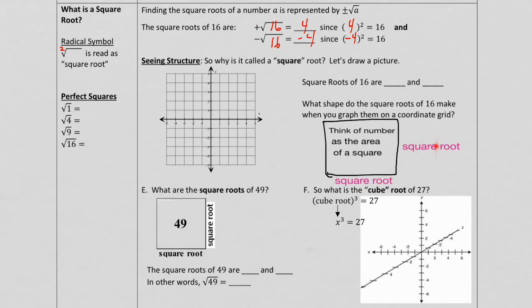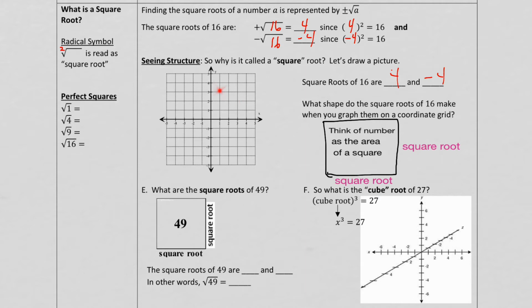Guys, to find the square root, think of it this way. A square root represents the side length of a square whose area is the number that we're looking to work with. So in other words, if I want to find the square roots of 16, think of a square with an area of 16. What would the side length be of that square? Remember that squares have 4 equal sides. So the square roots of 16 would be 4 and negative 4.